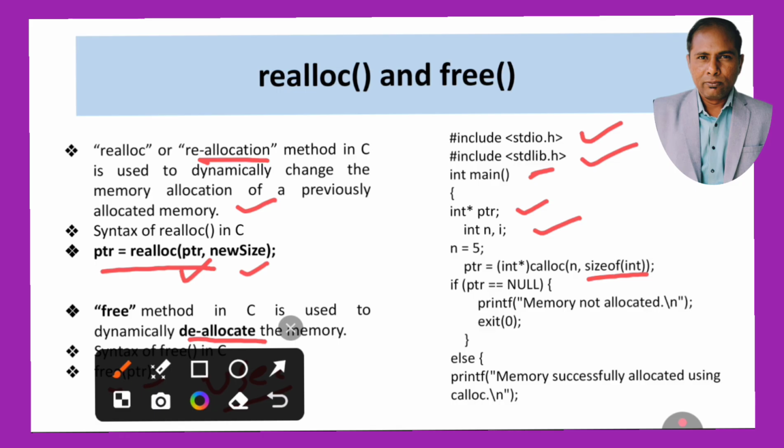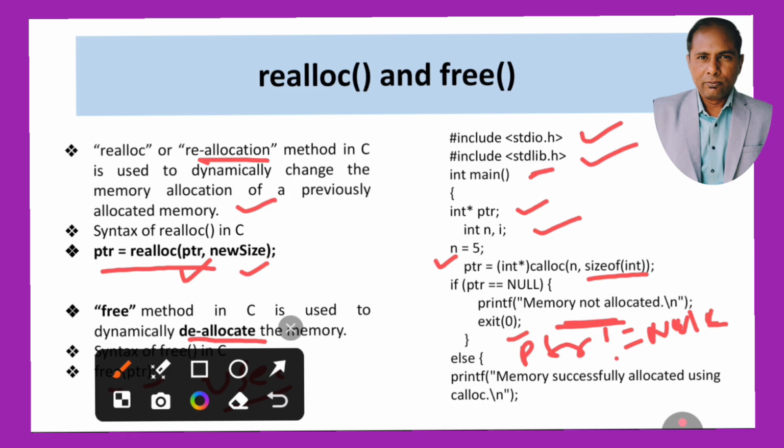Then we can check whether the memory is allocated to this pointer or not. So if ptr is equal to null, meaning there is nothing in the pointer, then memory is not allocated. We will print memory is not allocated, there is some problem, so we will exit the program. Now, else, if ptr is not equal to null, then memory is allocated.